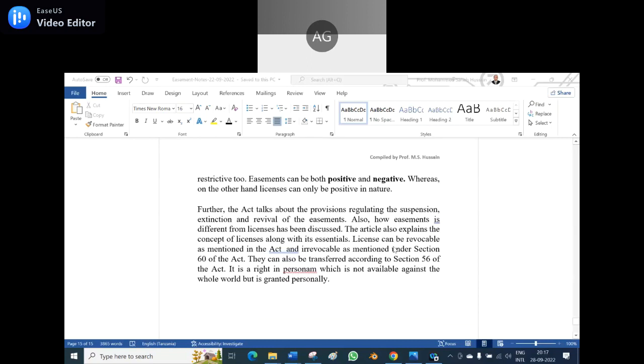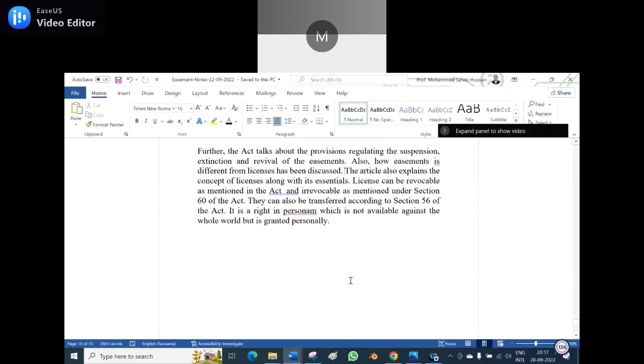So this article also explains the concept of license along with its essentials. License can be revocable as mentioned in the Act and irrevocable also as mentioned under Section 60 of the Act. They can also be transferred according to Section 56 of the Act, and it is a right in personam, which is not available against the whole world but is granted personally. So these are the things that we have studied.